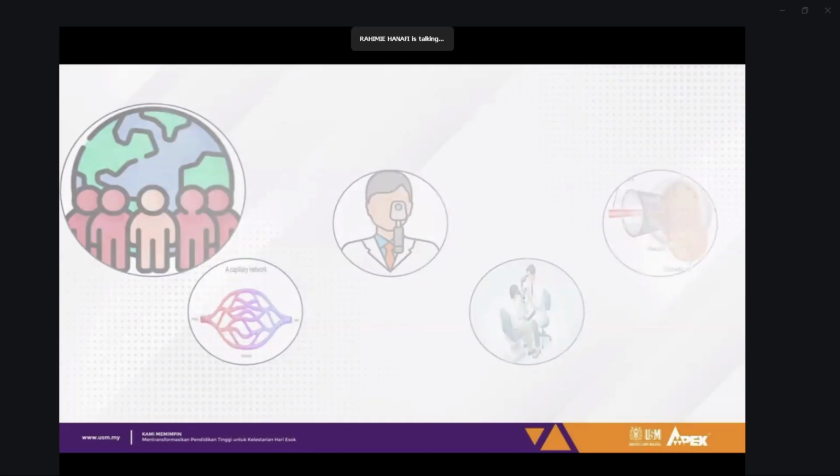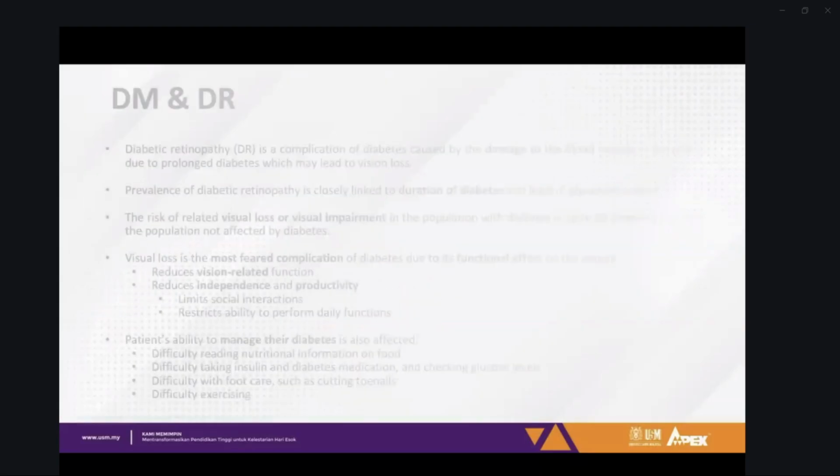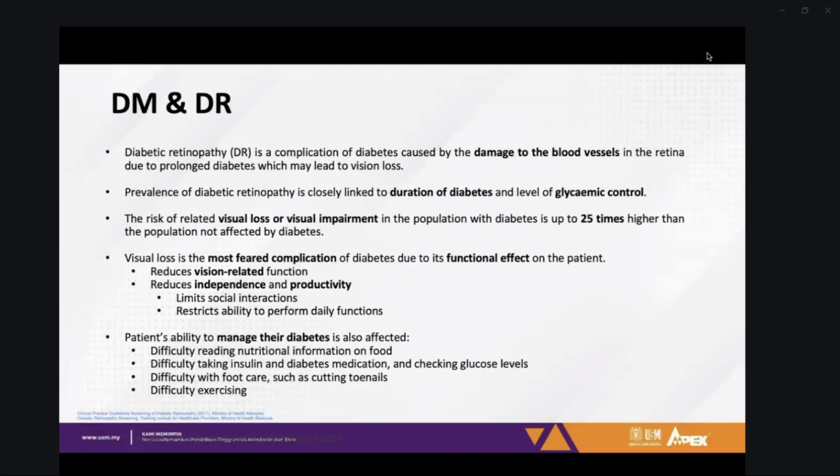So we go to the prevalence of diabetic retinopathy in Malaysia. Diabetic retinopathy is a complication of diabetes that is caused by damage of blood vessels in the retina due to prolonged diabetes, which leads to vision loss and visual impairment.